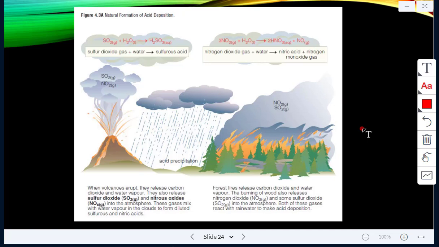Another natural formation of acid deposition is from forest fires. Forest fires release carbon dioxide and water vapor. The burning of wood releases nitrogen dioxide and sulfur dioxide into the atmosphere. Both of these gases then react with rainwater and make acid precipitation, or acid rain, or acid deposition. So that's what's happening here.